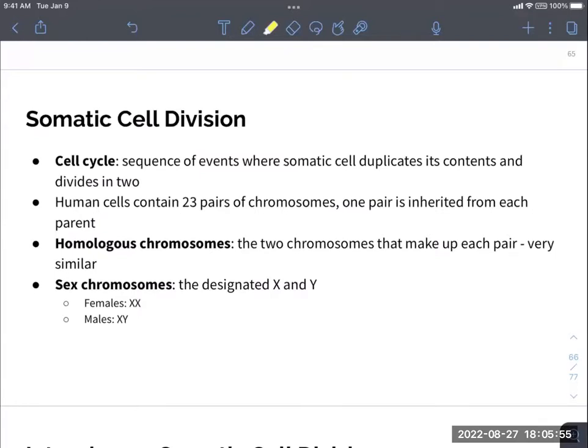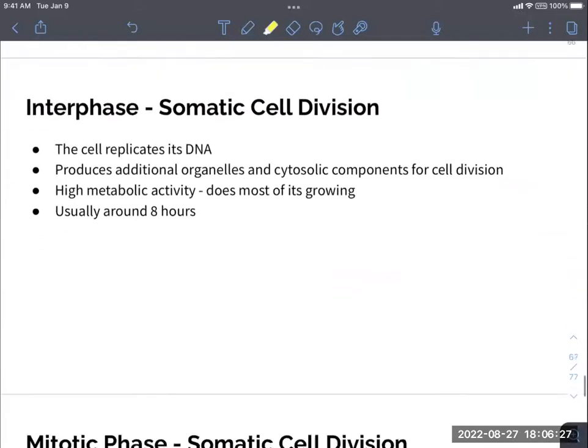Each human cell has 23 pairs of chromosomes in there. And that is what's inherited from our parents. Our mom gives us one half, our dad gives us the other part of them. Homologous chromosomes are 2 chromosomes that make up each pair. So they're very similar. But then we have our sex chromosomes. Females have that XX chromosome and males have that XY. Y is what designates males versus females.